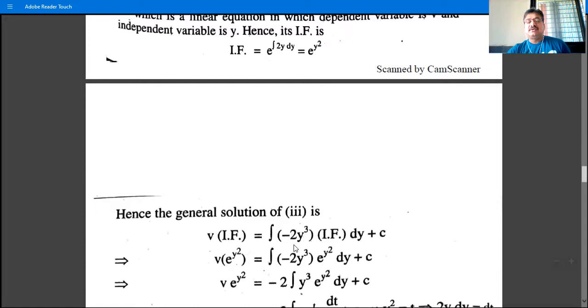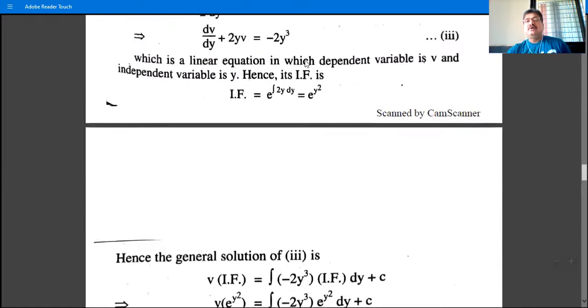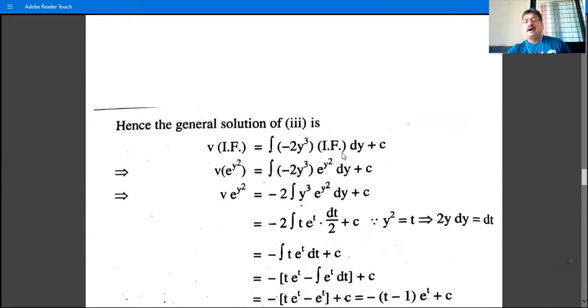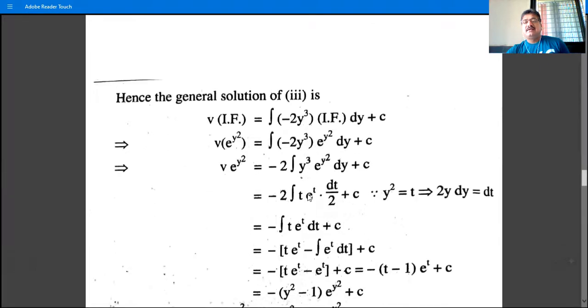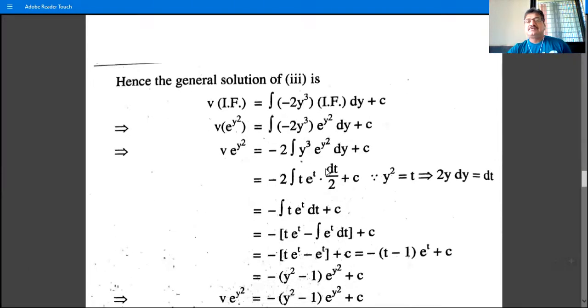V times the integrating factor is equal to the integration of Q, that is minus 2y cube, into the integrating factor dy, plus c. The integrating factor is e raised to y square, and then y cube e raised to y square. Substitution: y square is equal to t, so 2y dy is dt, and this becomes e raised to t.